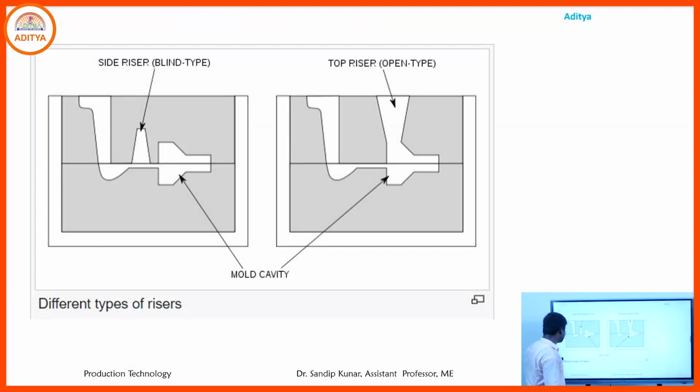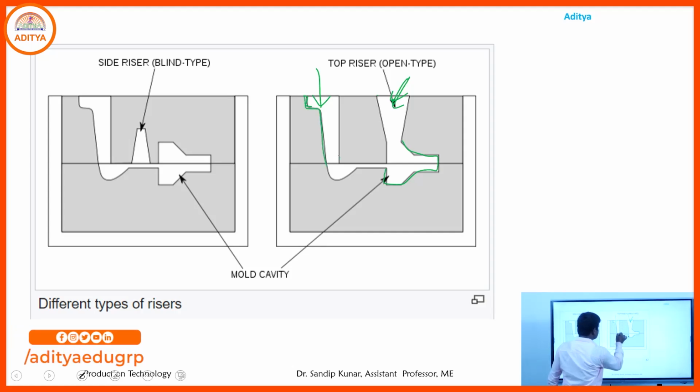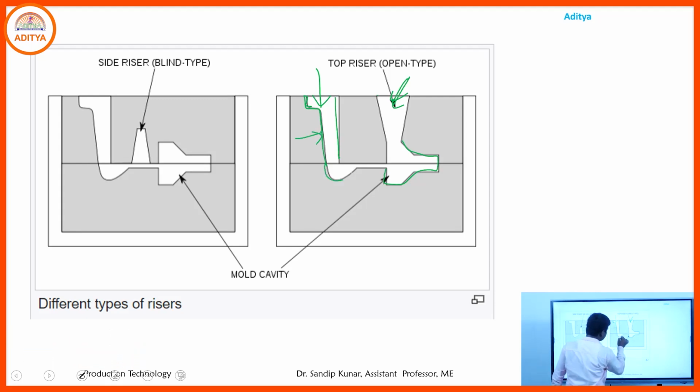Now we are seeing the different types of risers. The top riser is of the open type, where the upper part is open to the atmosphere. That is the mold cavity, and here is the riser. In that system, that is the pouring basin of the gating system, that is the sprue, that is the sprue well, and that is the runner part. Here the riser is open to the atmosphere.